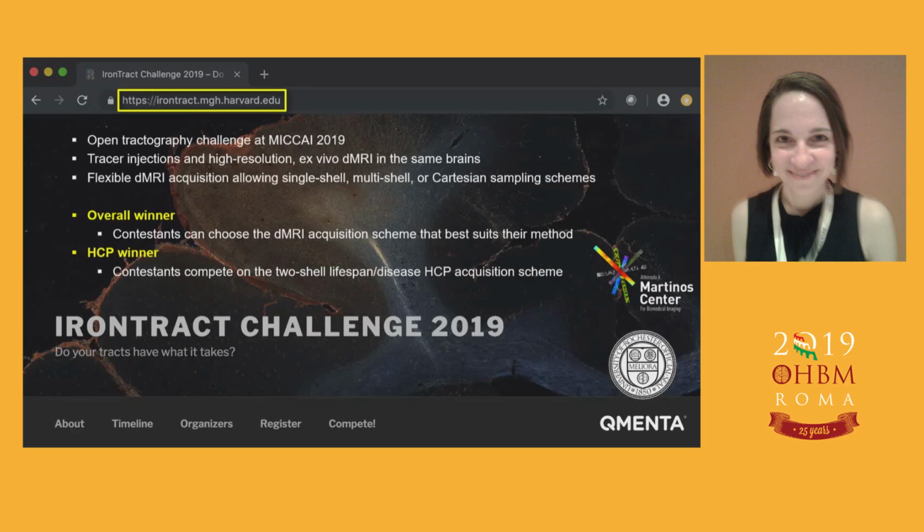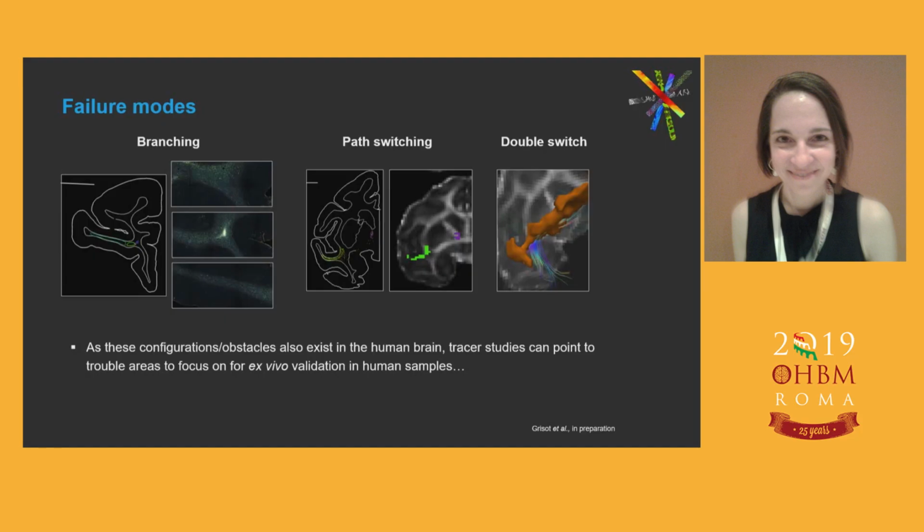One special aspect of this data is, as I said, that we have the tracer injections and the diffusion in the same animals. Another thing is that we have quite a flexible diffusion MRI sampling scheme. So you are able to use methods that require single shell, multi-shell, or even DSI data. We are going to have an overall winner, where contestants are going to be able to choose the sampling scheme that best suits their processing approach, as well as an HCP winner, where contestants will compete on the specific two-shell acquisition scheme that's used by the Lifespan and Disease HCP. So I encourage you to participate and let me know if you have any questions about the challenge.